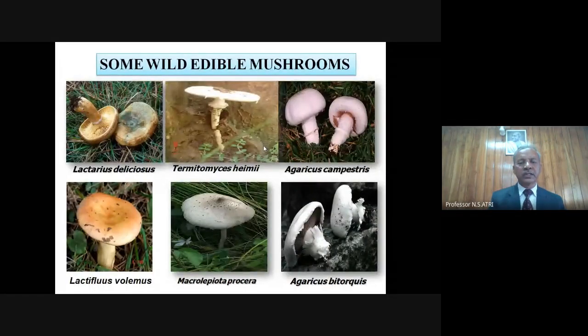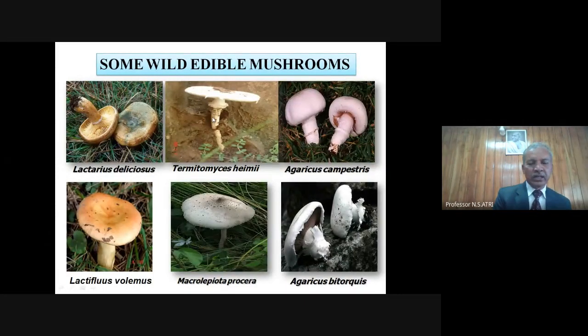is concerned. You can see these are some of the, you have already seen the cultivated commercial mushrooms, Agaricus bisporus, Pleurotus, Volvariella, milky mushroom, etc. These are wild mushrooms which are all edible, and they belong to different genera. You can see, just by looking at them, you cannot make out that they are all edible. Look at this. As the name indicates, Lactarius deliciosus, highly delicious when it is cooked.